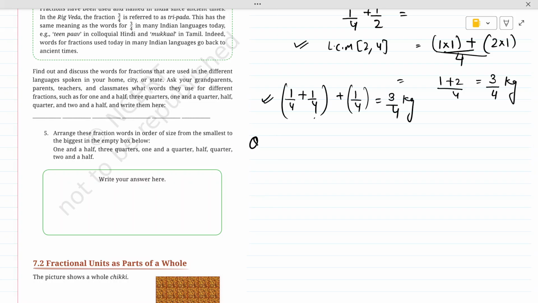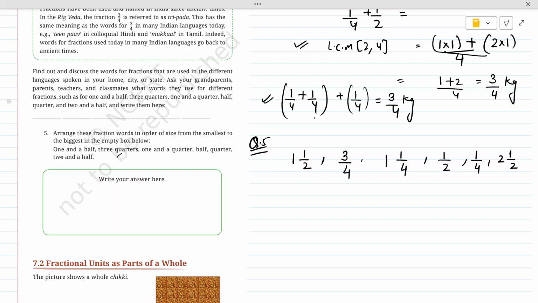So question number 5, let's write down the fractions given to us. 1 and a half, this is first. 3 quarters, 3 by 4. We know that a quarter is 1 by 4 of a whole. So 3 quarters means 3 by 4. Then we have 1 and a quarter. This is 1 into 1 by 4. Next we have half. After half we have a quarter, and then 2 and a half.